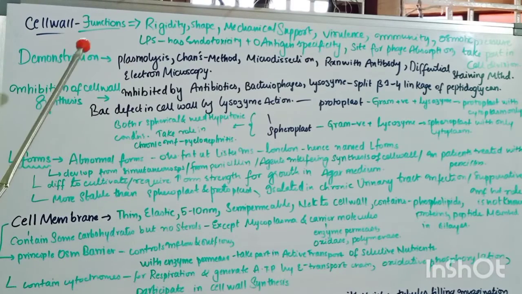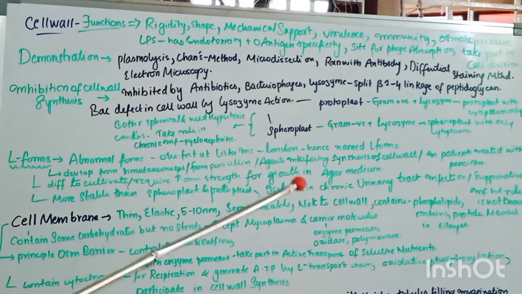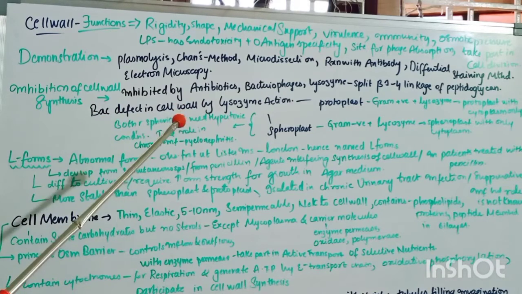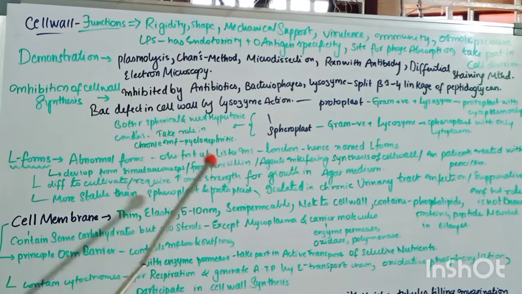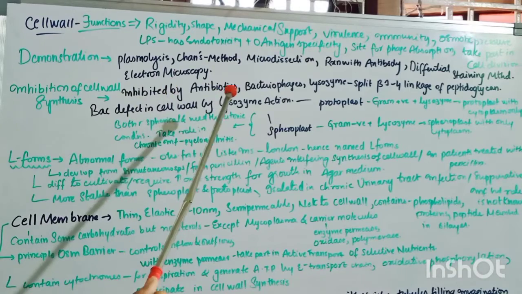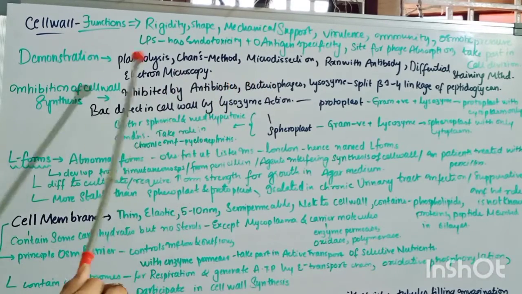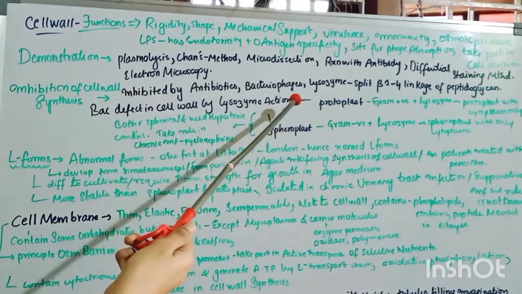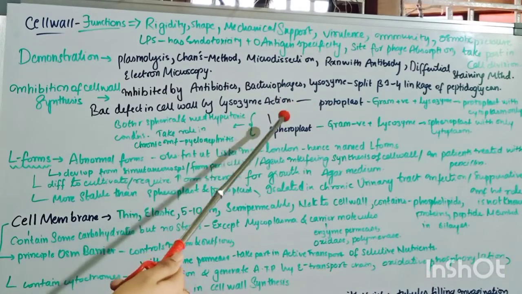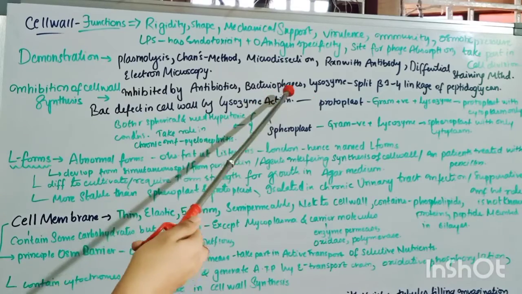And next, the inhibition of cell wall synthesis. How can we inhibit cell wall synthesis in bacteria? That is by using antibiotics. Certain antibiotics directly target the cell wall of the bacteria and kill it, as they inhibit the synthesis of the cell wall. So these are antibiotics, and bacteriophages, you know, viruses which attack the bacteria, so that is the bacteriophages.